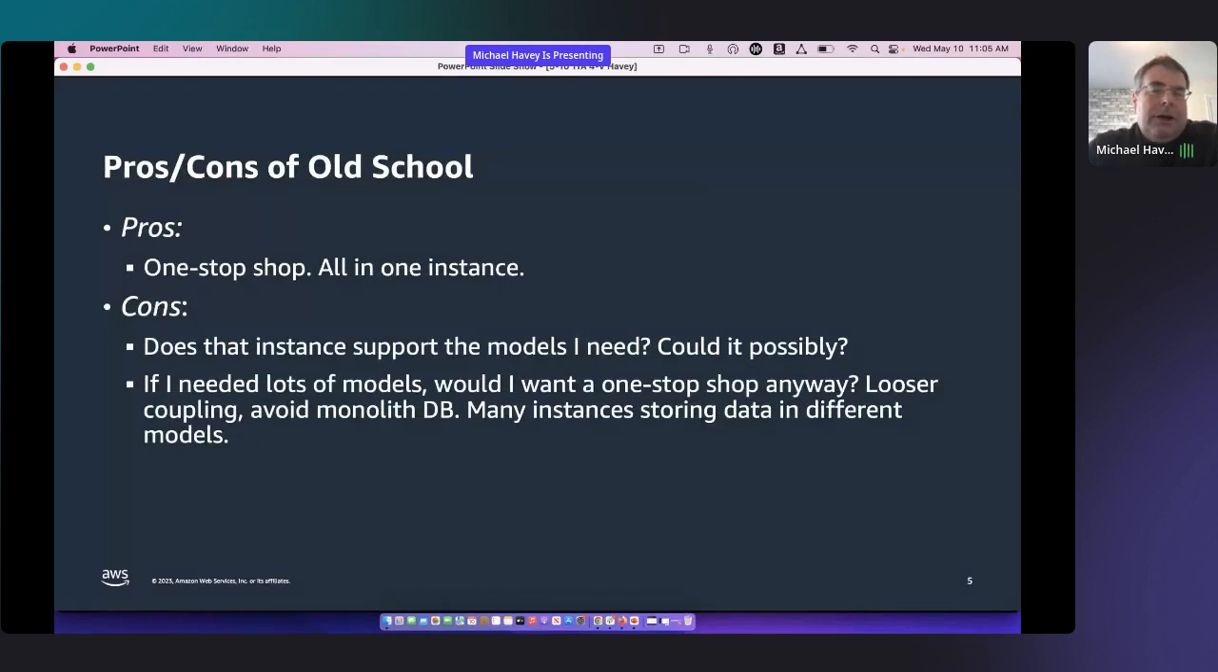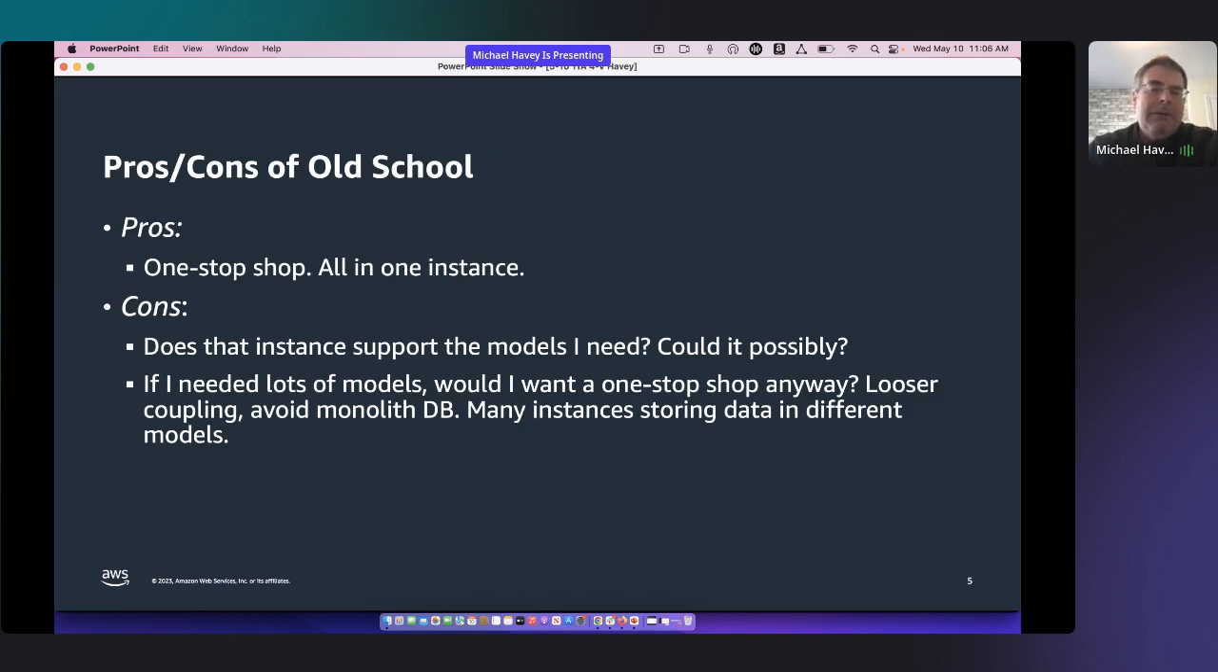And there are pros and cons of this approach. To be sure, the pros are that the database ends up being a one-stop shop where I have multiple models all in one instance, and that's a tremendous convenience. The cons are that as I consider more and more models, I'm limited by what the instance would offer.